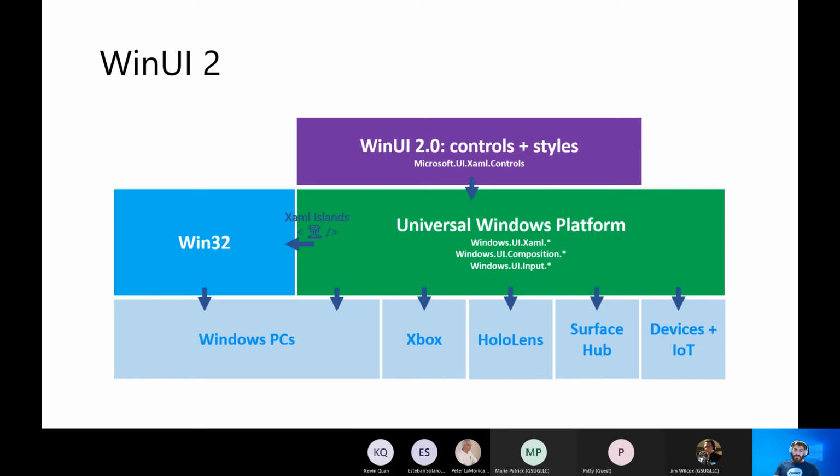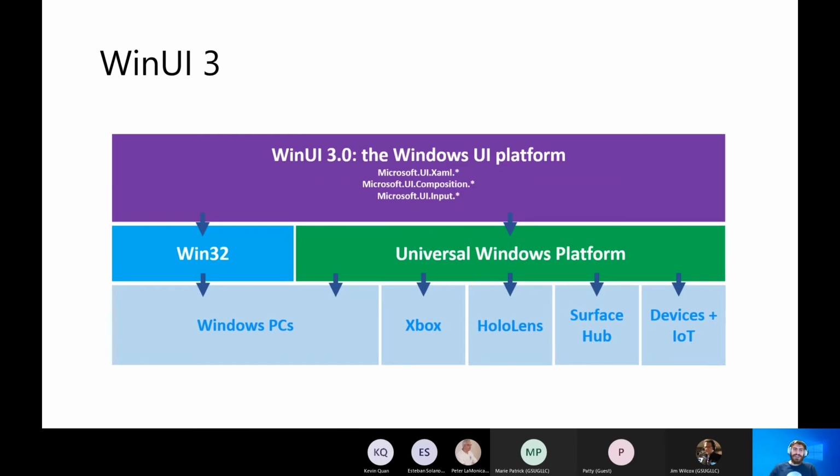WinUI 2 actually is just a bunch of controls and styles that build on top of the OS XAML framework, but it ships as a NuGet package. So instead of having to wait for your customers to upgrade the OS, you're actually bundling parts of the UI framework. That's what WinUI 2 was, parts of the UI framework as a NuGet package. But it was only for controls and styles.